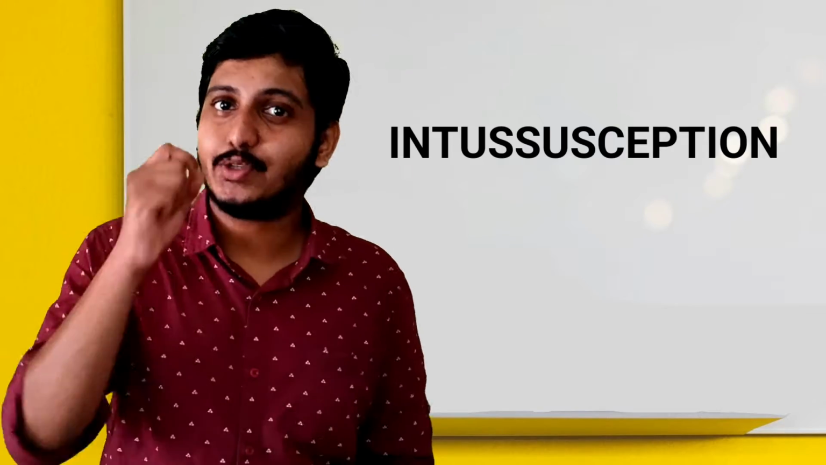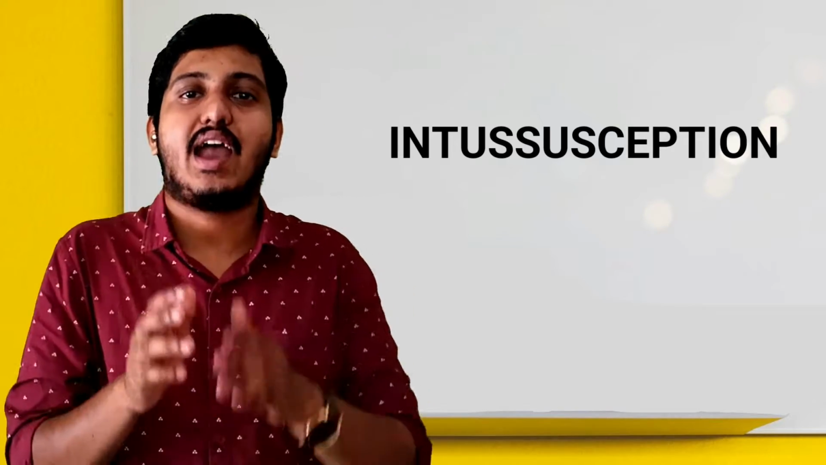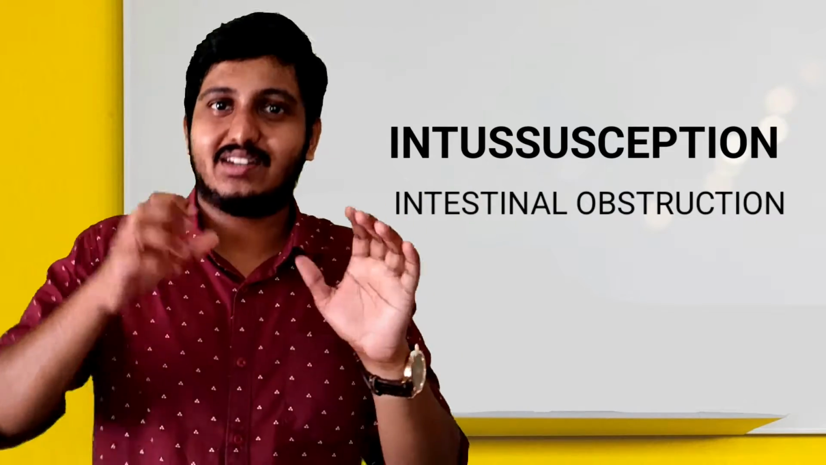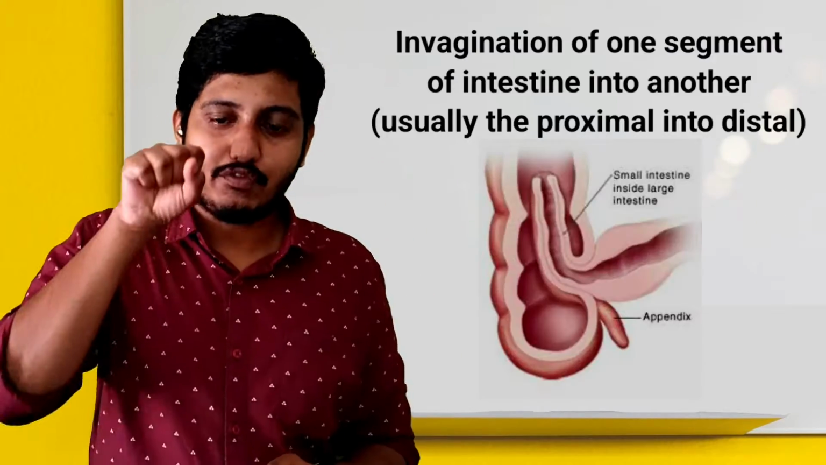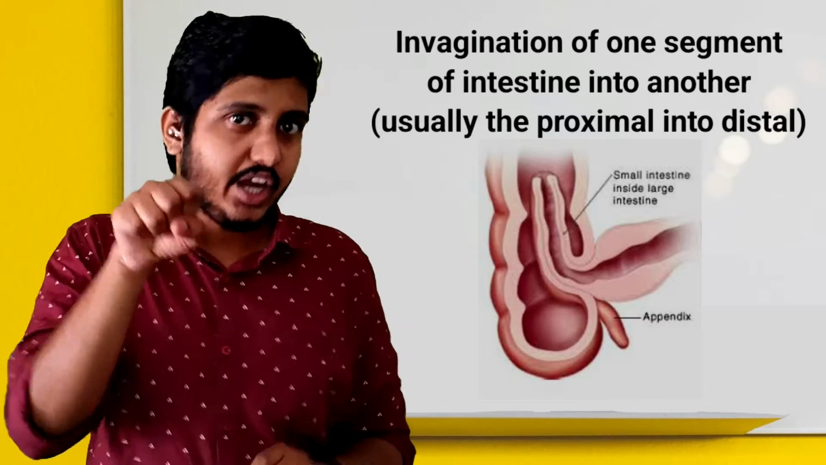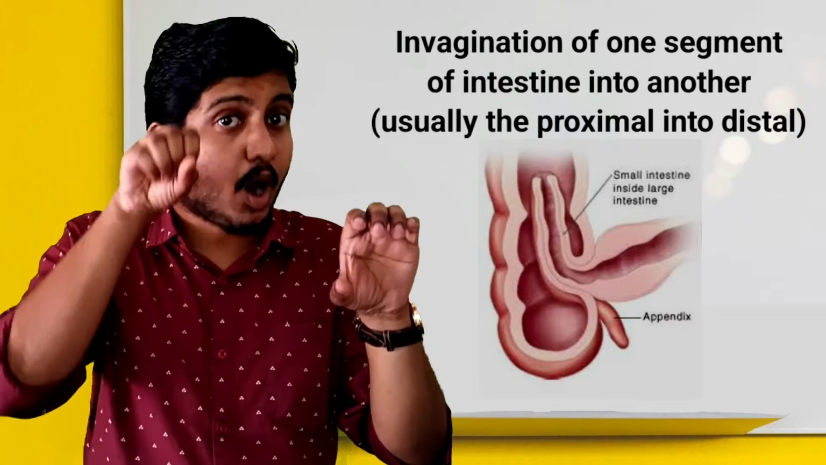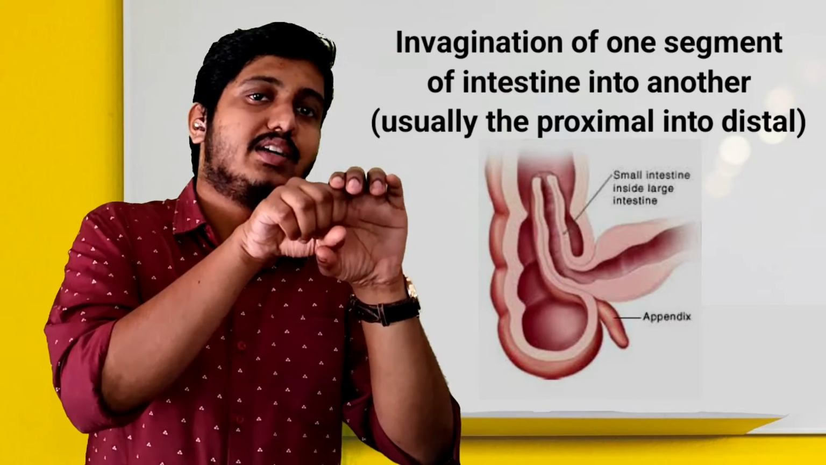So what is meant by intussusception? Intussusception is nothing but an intestinal obstruction. What is the definition of intussusception? It is the invagination of one segment of bowel, the intestine, into another segment of bowel. That is, telescoping of one segment, usually the proximal segment of intestine, into the distal segment.